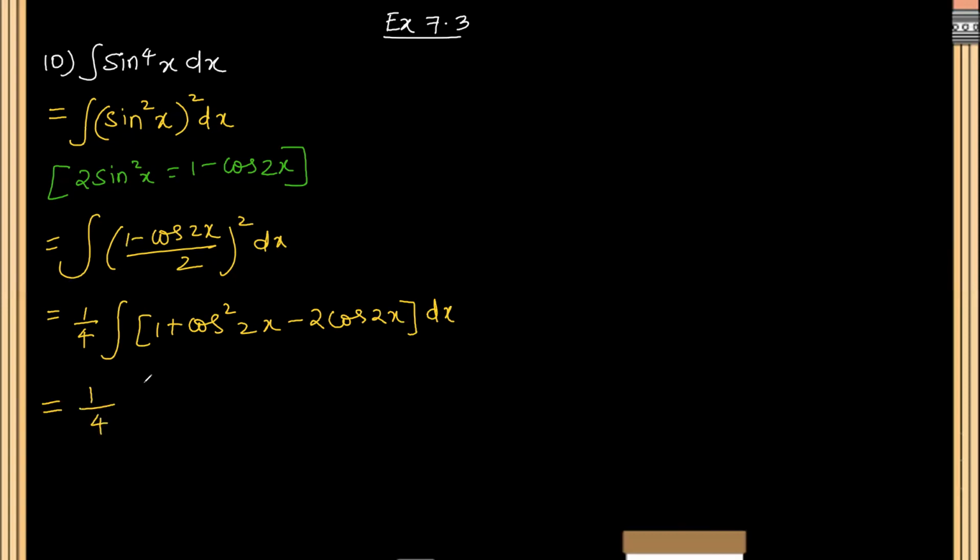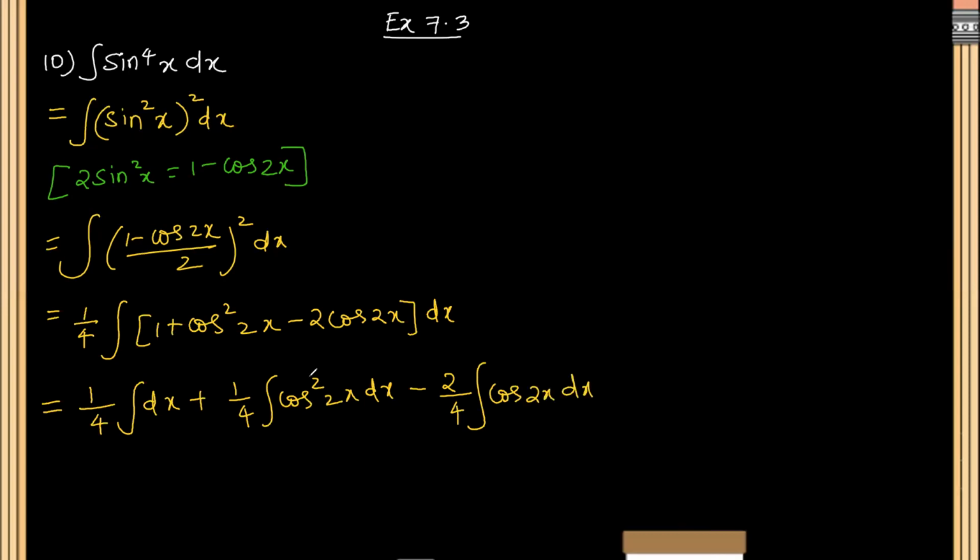So 1 by 4 integral dx plus 1 by 4 integral cos^2 2x dx, and minus this 2 we can take outside of the integral, and already we have 1 by 4. This becomes integral cos 2x dx. Now we are considering only this term: consider 1 by 4 integral cos^2 2x dx.